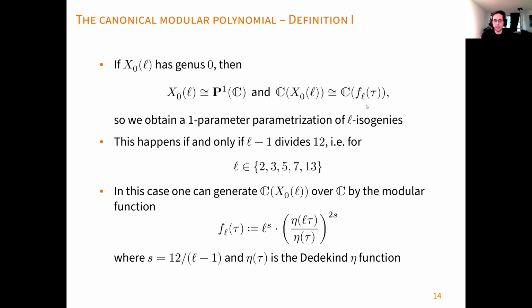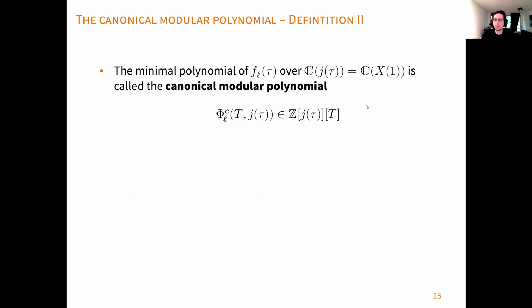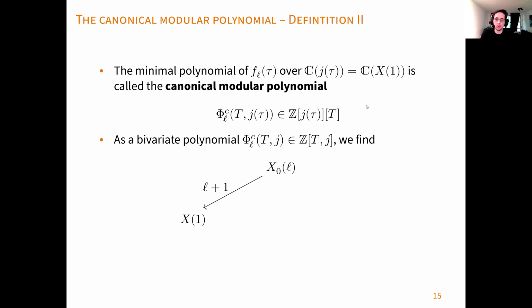Importantly, now we have this parameter, so we can again just define a polynomial. Namely, we take this F_l tau, which generates the function field of X_0(l), and we look at its minimal polynomial over the function field generated by j tau. This is the so-called canonical modular polynomial, and luckily, it again turns out to have coefficients in the integers. What we first want to understand is what the degrees of this polynomial actually are, because now we can again consider it as a bivariate polynomial.